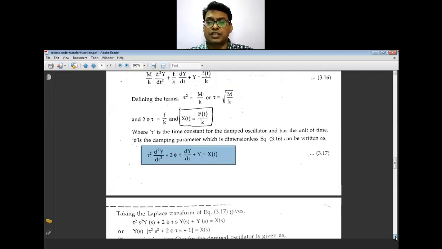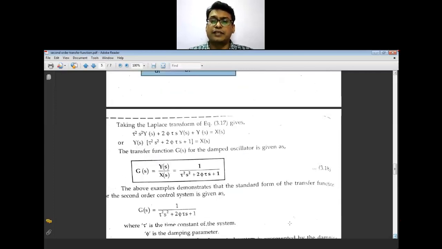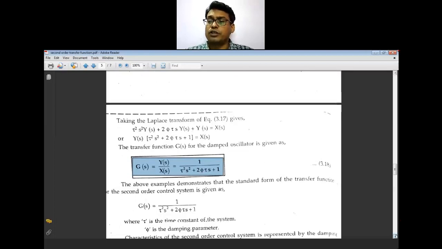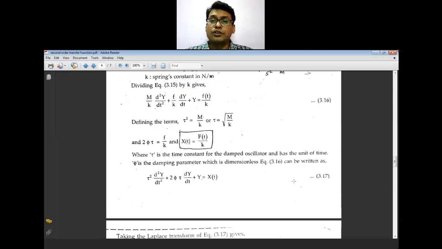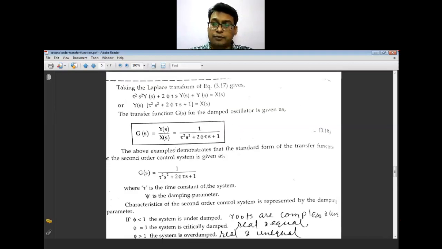Now taking the Laplace transform for this and simplifying, you will get the transfer function G(s), which is equal to Y(s) upon X(s), which is equal to 1 upon tau square s square plus 2 zeta tau s plus 1. So this is the transfer function for the second order system. The transfer function is the same in both the cases. However, the value of tau and the value of 2 zeta tau are different for your manometer and for your damped oscillator.